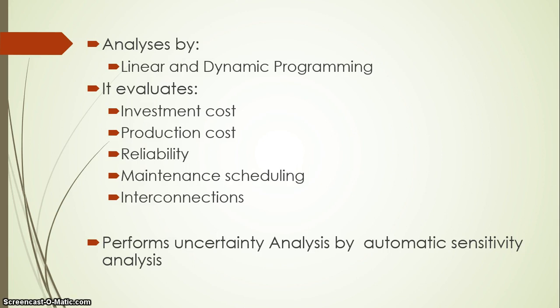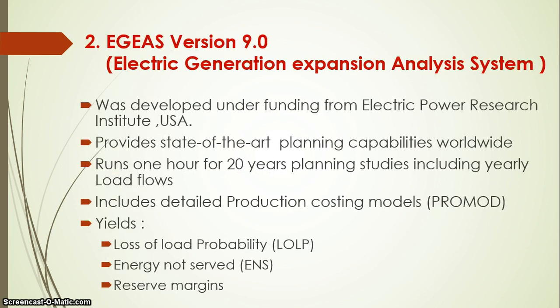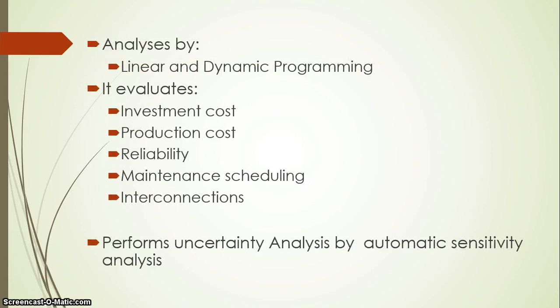The software can give you investment cost on your generation system. Then the production cost means cost of generation from a generating unit. Then it can give you the reliability margin, because it gives you loss of load of energy and loss of load probability, which is used to calculate the reliability and energy not served.